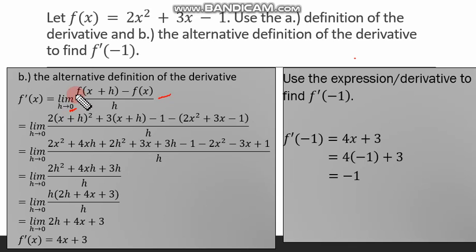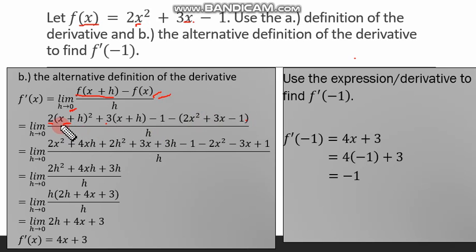Now let's solve the f of x plus h. Our f of x is 2x squared plus 3x minus 1. We will expand all the values of x and it becomes x plus h. So 2 times the x here becomes x plus h squared, plus 3 times the x again, which is x plus h now, minus 1, minus the function, which is 2x squared plus 3x minus 1, over h.